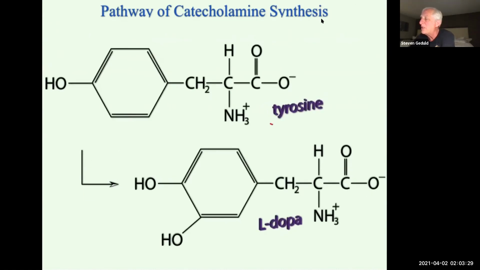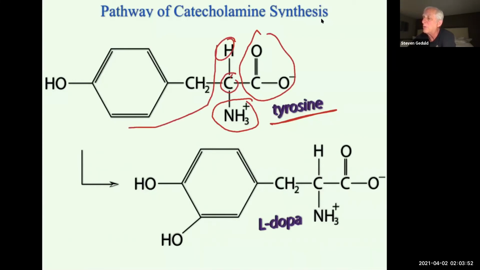Okay, the pathway of catecholamine synthesis. All right, so this is tyrosine. Remember we said tyrosine is the starting point for all the neurotransmitters: norepinephrine, epinephrine, and dopamine. This is your alpha amino acid. Here's your NH3 group, your carboxylic acid group. Here's your alpha carbon. Here's your hydrogen. And this is your R group.